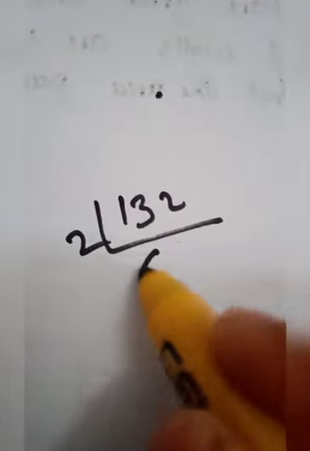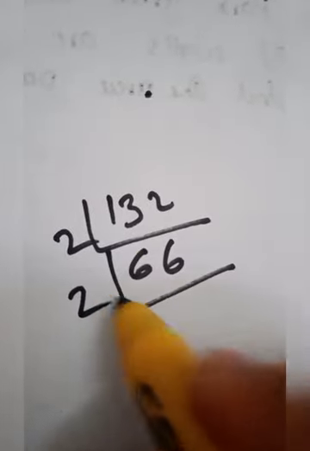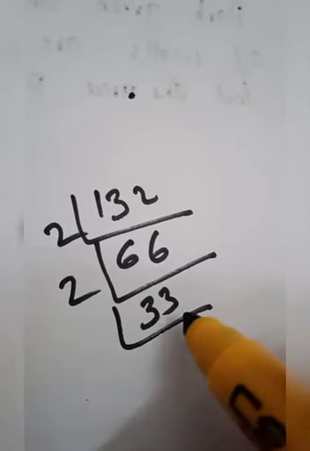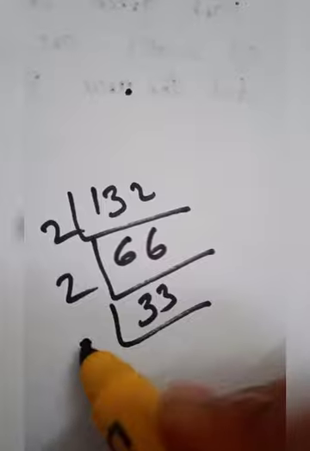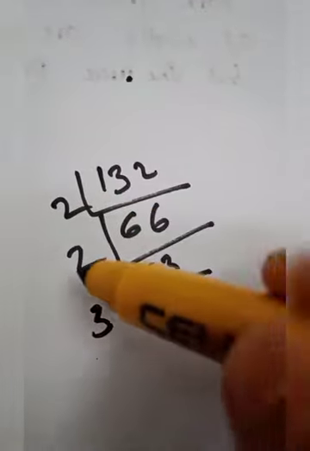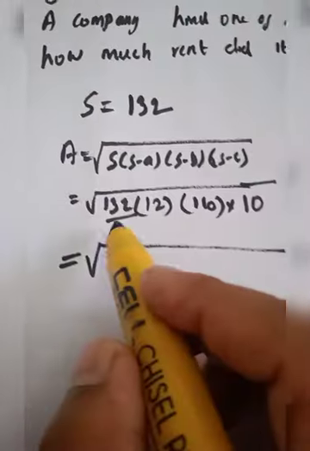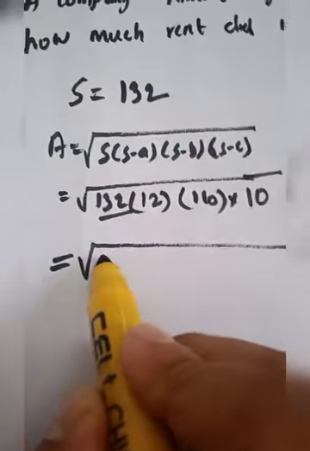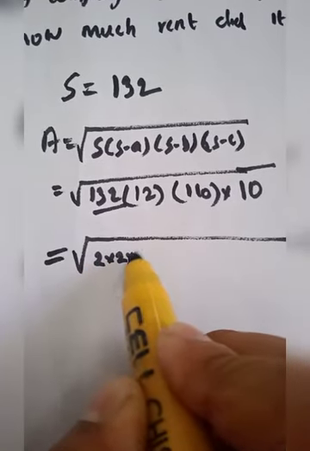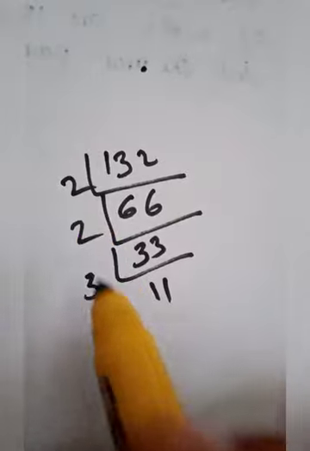I'm going to prime factorize 132. You know how prime factorization can be done. So 132 we can write as 2 into 2 into 3 into 11, because 132 is nothing but 2 into 2 into 3 into 11.